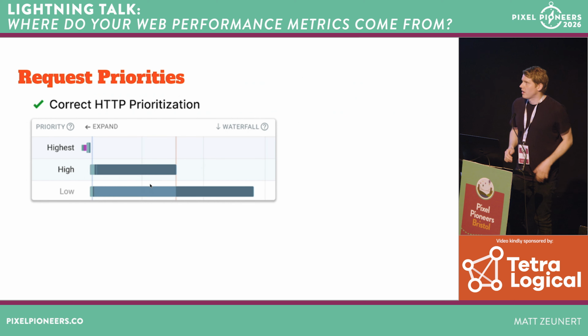And the last thing I want to look at is request priorities. Ideally, the browser knows, okay, this image is the big hero image at the top of the page. And then there's also a little social media icon in the footer, and we don't really need to care about the social media icon so much. So hopefully, it looks something like this in the waterfall view.